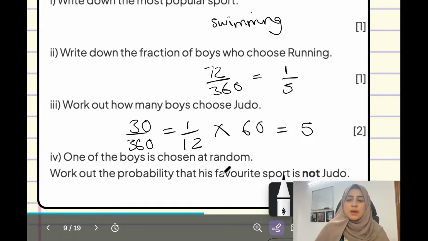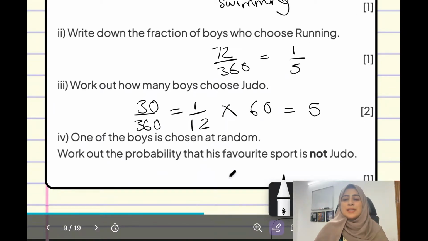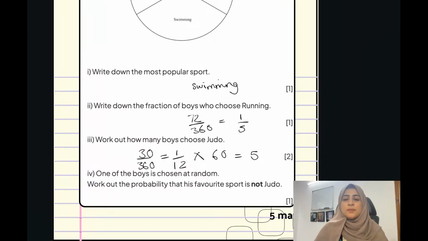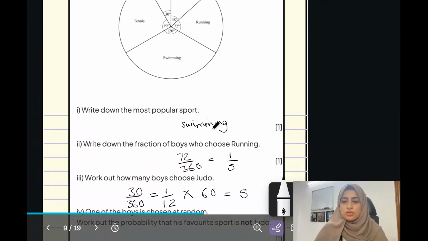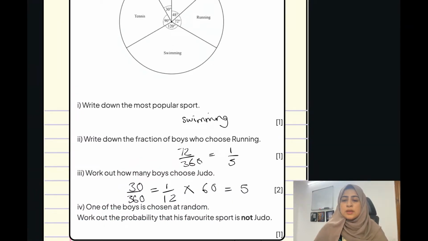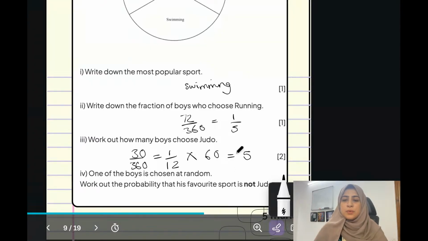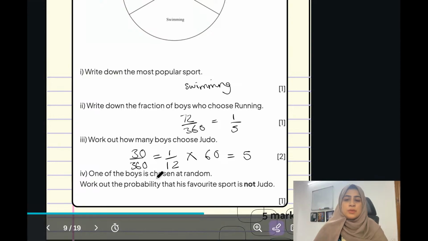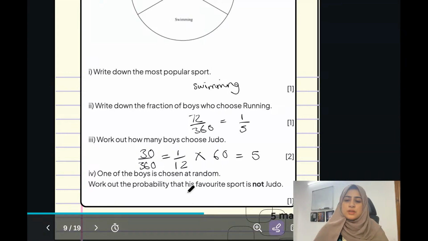Okay, and then the last part, it's saying one of the boys is chosen at random. Work out the probability that his favorite sport is not judo. So it says there's 5 boys who chose judo. So how much out of the 60 is not going to be judo? So that's going to be 55 out of 60. That's not going to be judo.